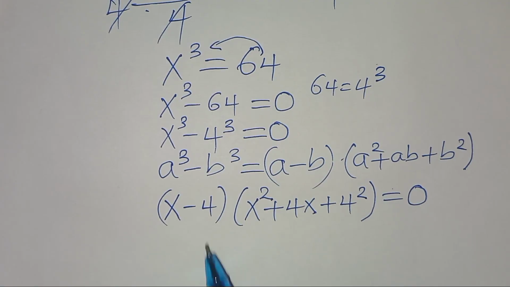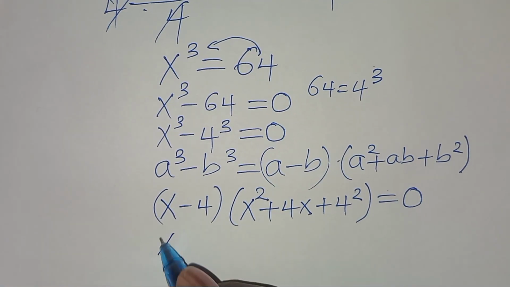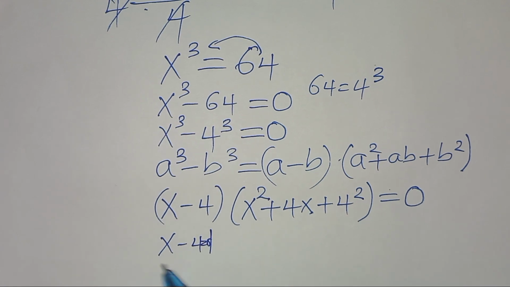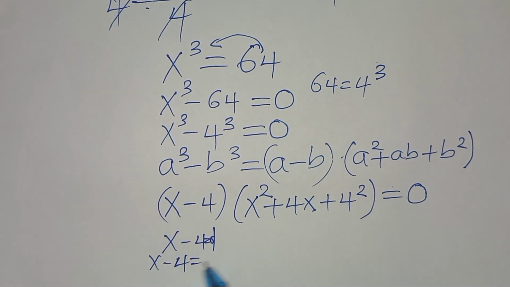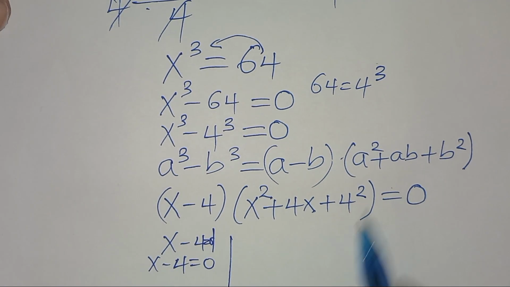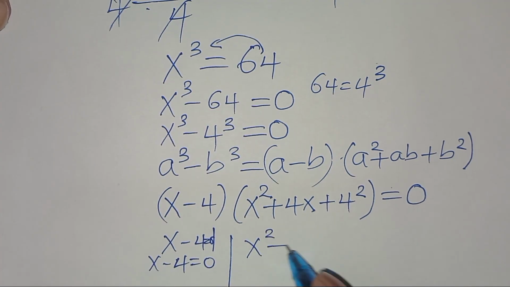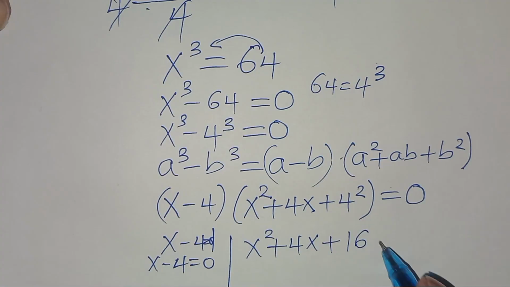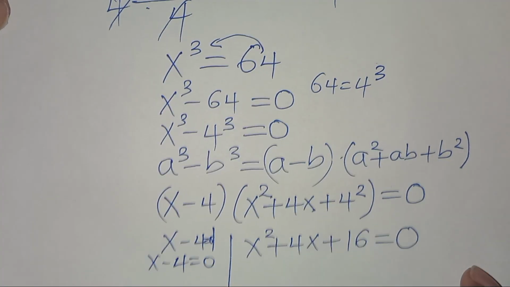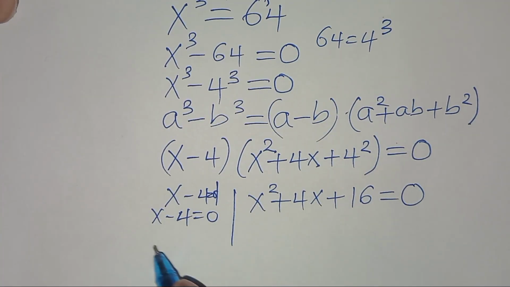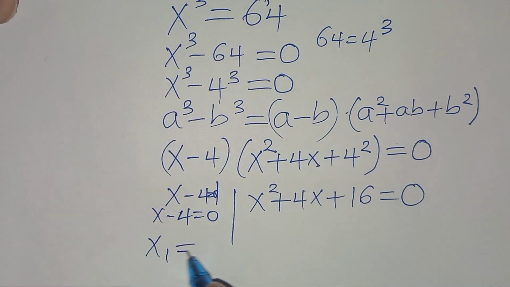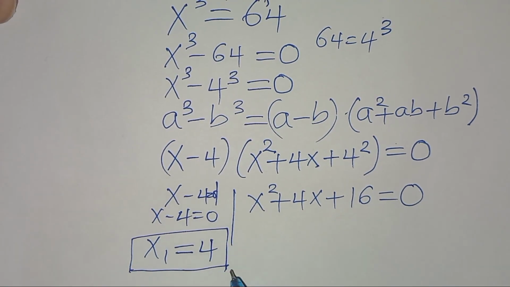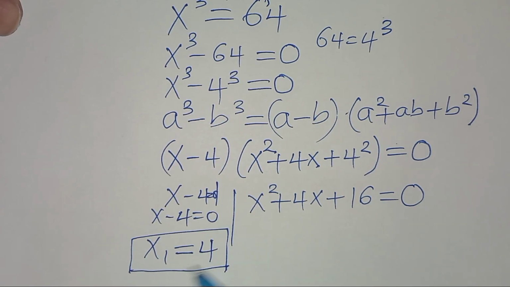So here we'll have two parts. The first part is actually x minus 4, and this is equal to 0. We have x minus 4, this is equal to 0. And we have the second part here, which is x to power 2 plus 4x plus 4 squared, which is 16. This is equal to 0. So that means that we have x1, which is a real solution here, being equal to 4. So this is the first value of x.